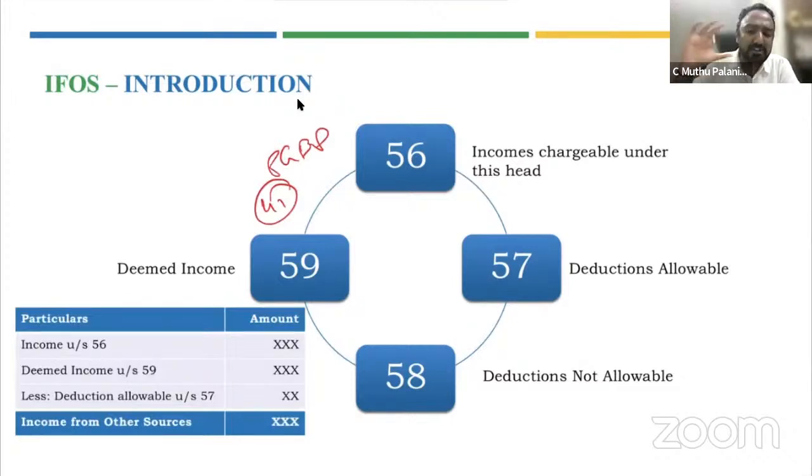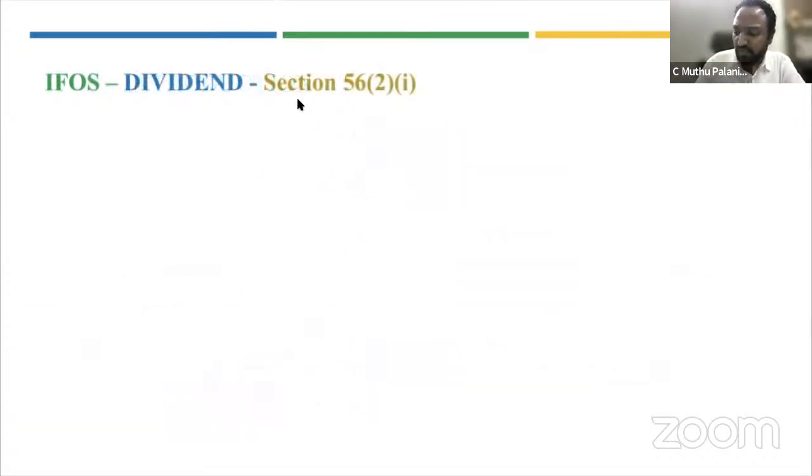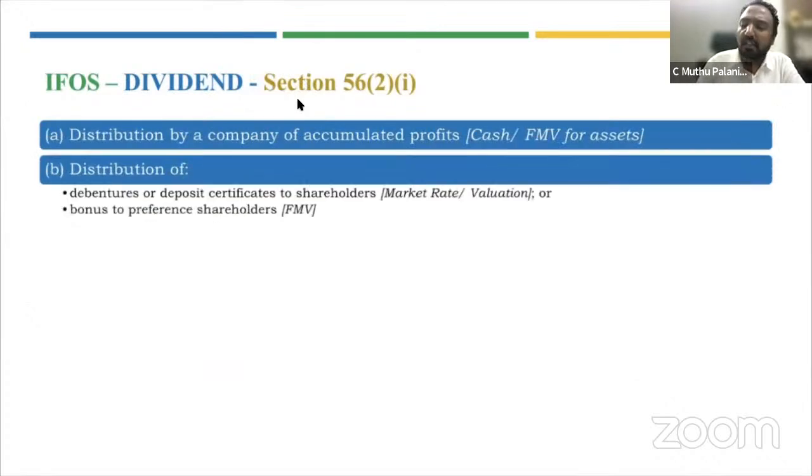And what is the computation structure? Income under section 56, plus deemed income under section 59. I reduce all the allowable expenditure under section 57. I get my income from other sources. So now we are going to understand these sections. That is basically we are going to understand all these 4 sections. So we'll start with section 56.